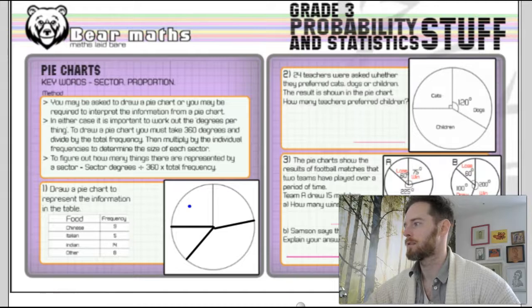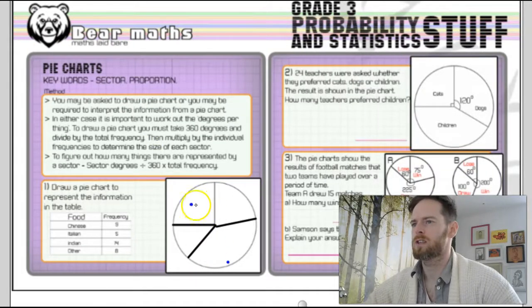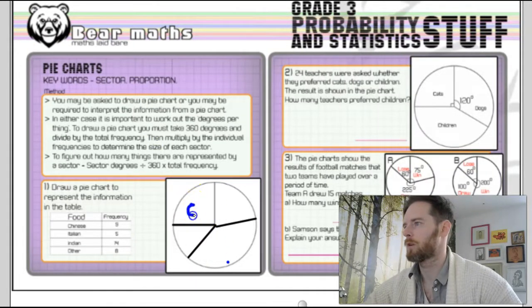I'm just going to pause that a second. Okay, I'm not sure what's gone on there. It's just changed the size of this thing very slightly, but I'm not going to worry about it.